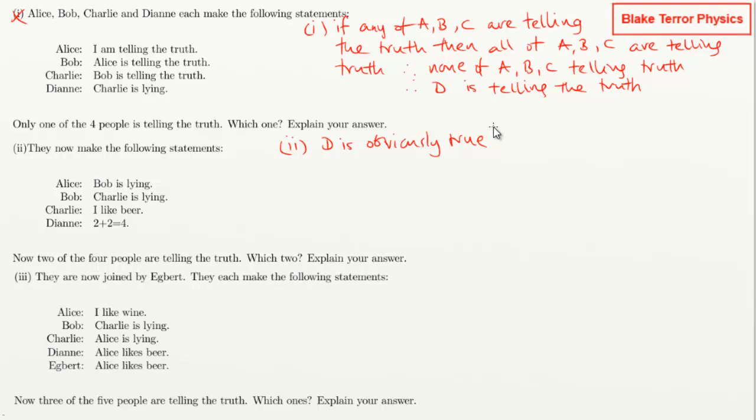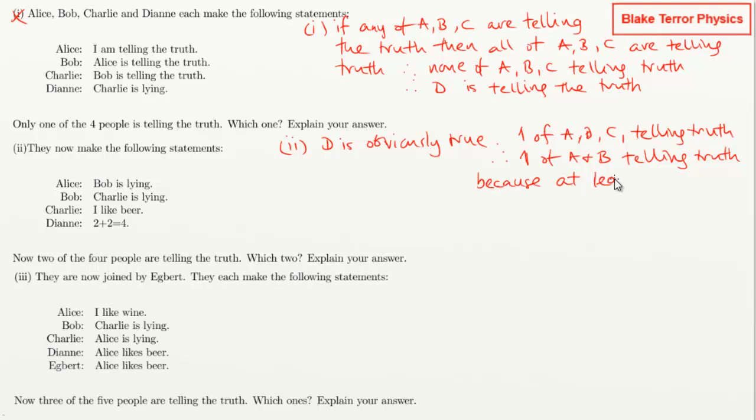So Alice is saying that Bob is lying, and Bob is saying that Charlie is lying. Well, one of those must be the case. So one of A, B, C is telling the truth. Therefore, one of A and B is telling the truth, because at least one of B and C must be lying. At least one of B and C is lying.